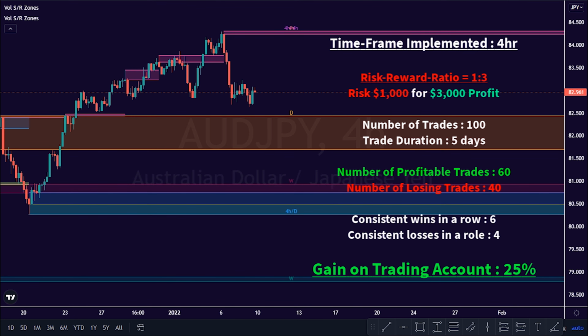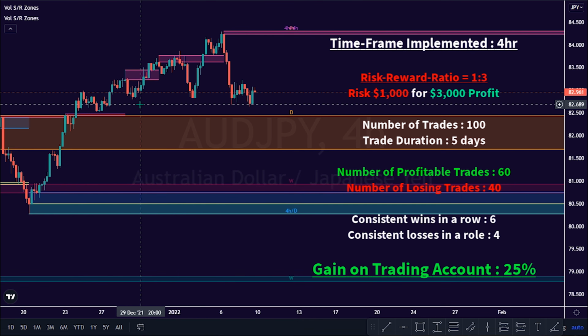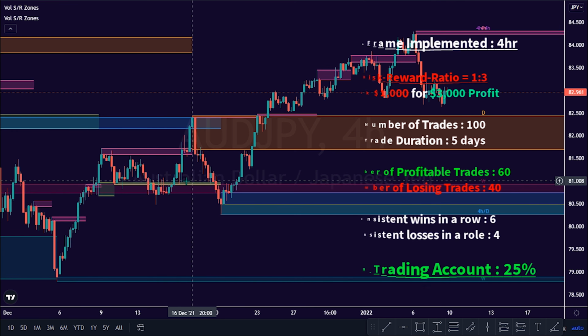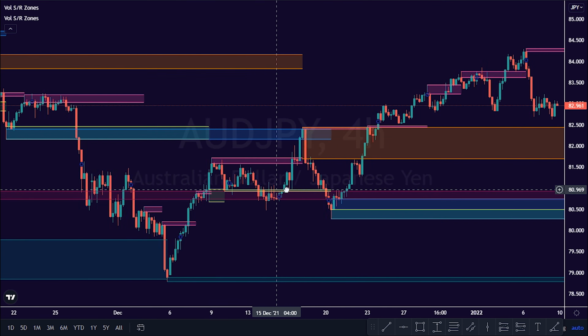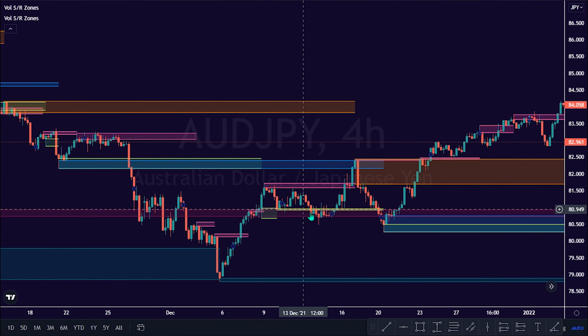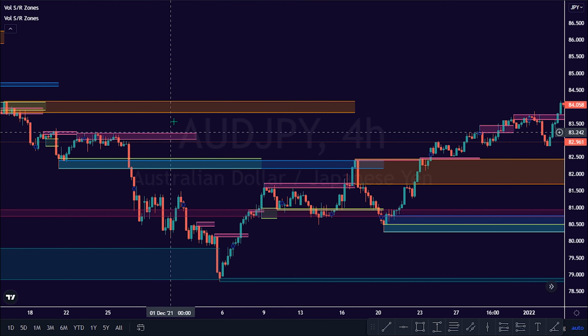My record of most consistent wins in a row is 6, and most losing streak in a row is 4. The gain on the trading account is 25%. This is a good trading record. Make sure you keep note of your chosen key level colors and apply this trading strategy on the higher time frame.